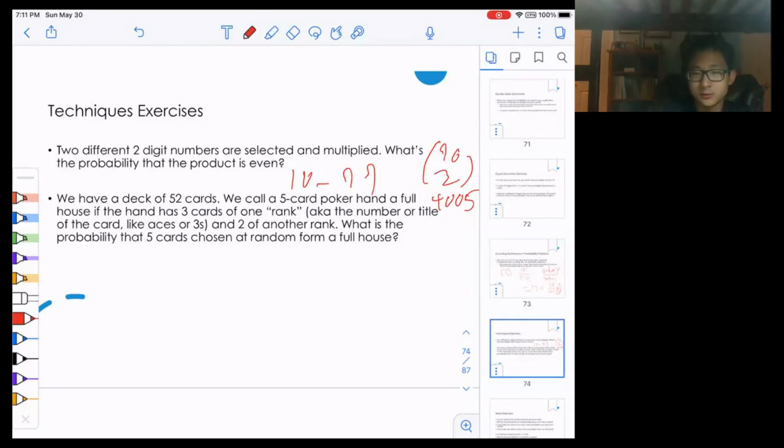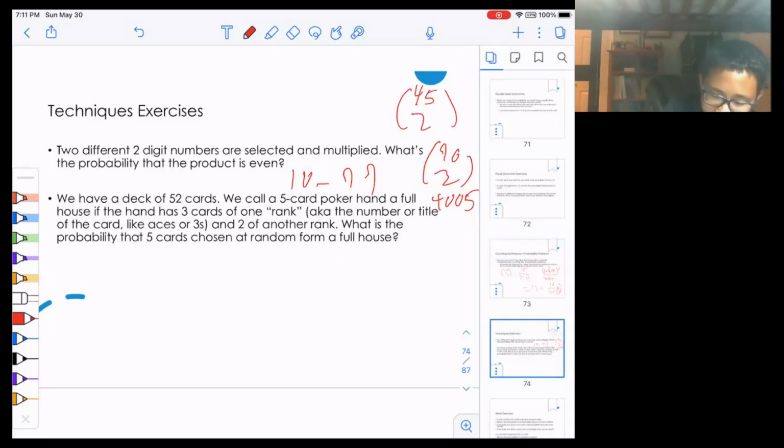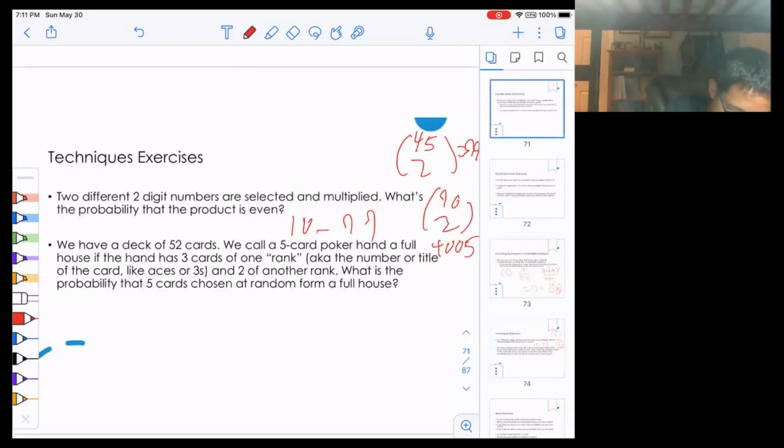Well, we're not dividing 4005 by 2 since we just did choose 2 from 90. So we're already not counting the order. So now we're going to use complementary counting to count all of the cases where the product would be odd. So we're going to choose 2 from 45, and this would end up being 990.